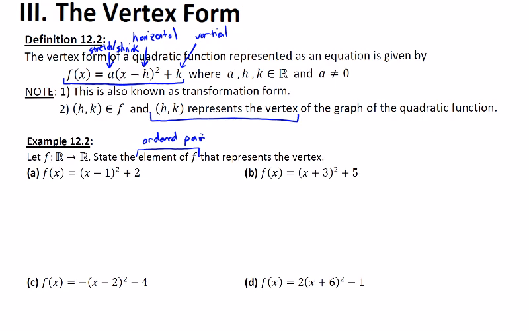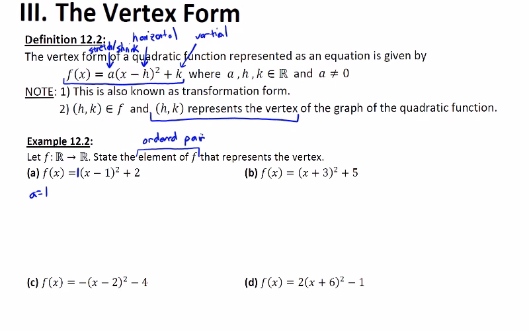Taking a look at part A, f of x equals, we have a parenthesis, x minus 1, close parenthesis, squared, plus 2. So the idea here is that we want to identify what is the a, what is the h, and what is the k. And if we can do that, then that means we're in vertex form, and we get the vertex for free because it's h comma k. Remember that there is an implied multiplier of 1 in front of that parenthesis. We can always do that with any algebraic statement. That means a is equal to 1.